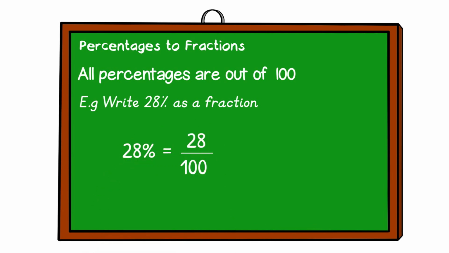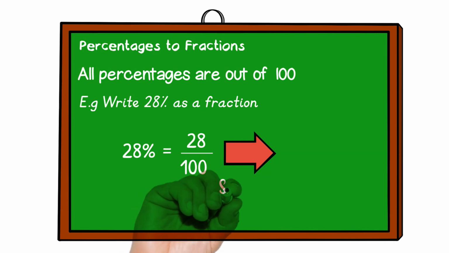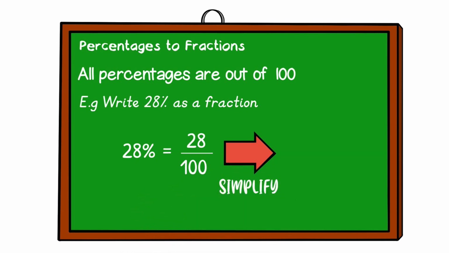And by simplifying it, you can either divide it by 2 or divide it by a bigger number. In this case, it can be divided by 4. So I'm going to divide both the top and the bottom by 4 to simplify it. So my final answer is going to be 7 over 25. So you should always, where possible, simplify your answer.